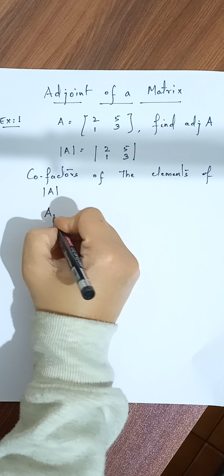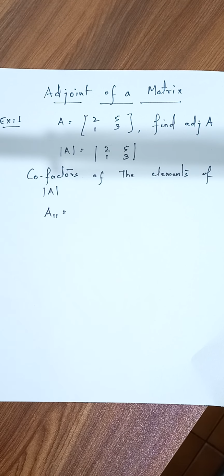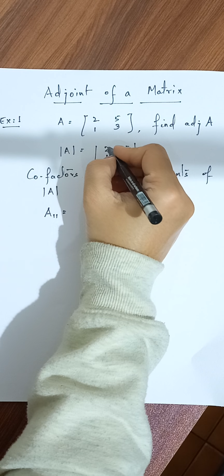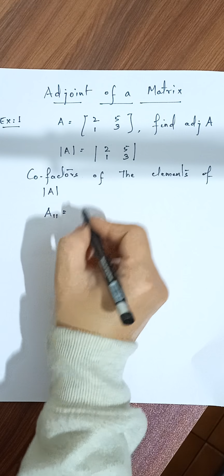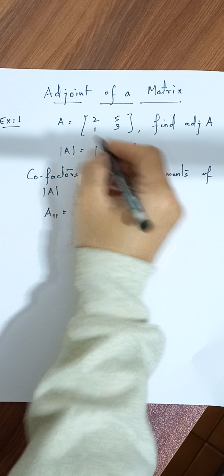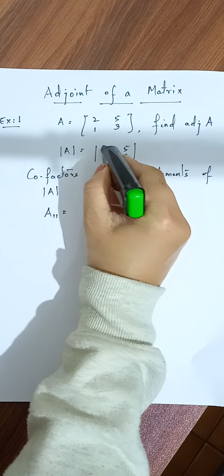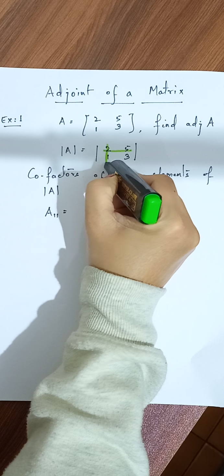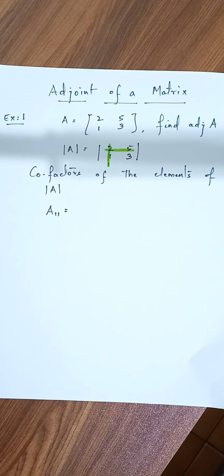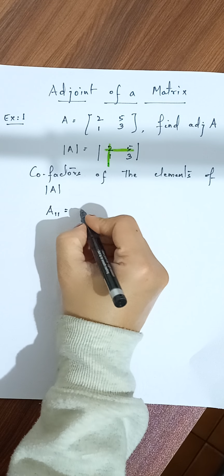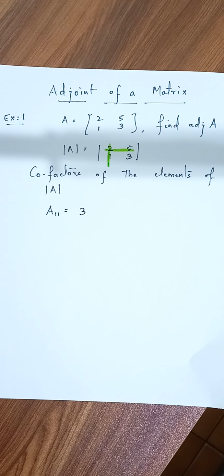First of all, A11. A11 means what? This element. We are finding this element here. For finding this element we need to cover these two parts. For A11 we just covered these two parts and we are left with the element 3. So the A11 value will be 3.